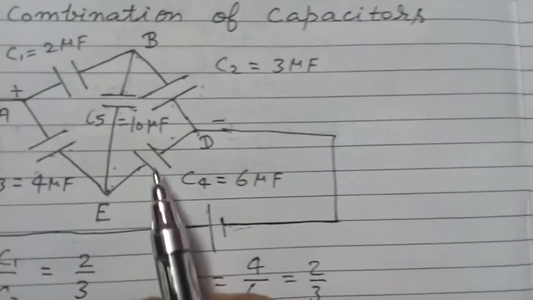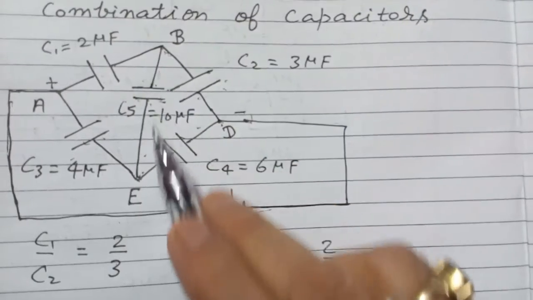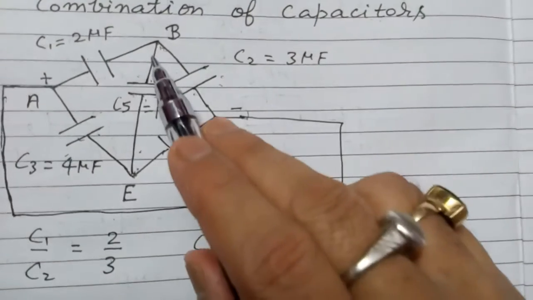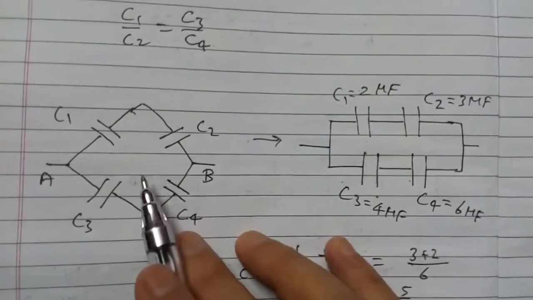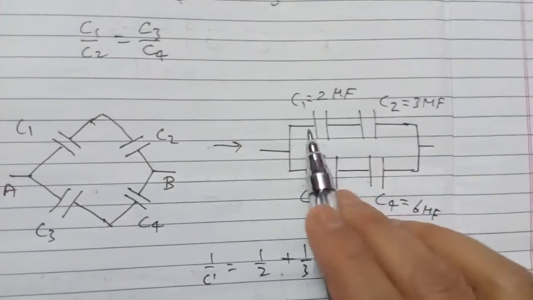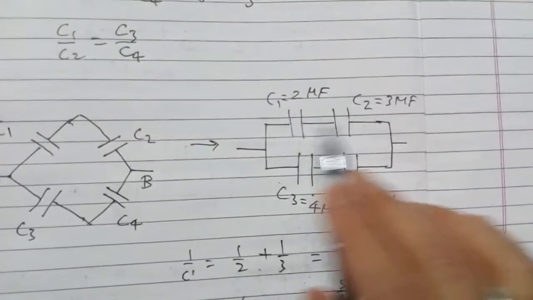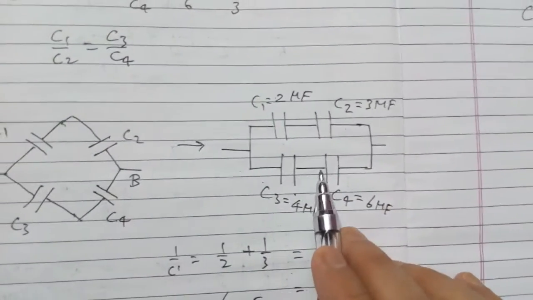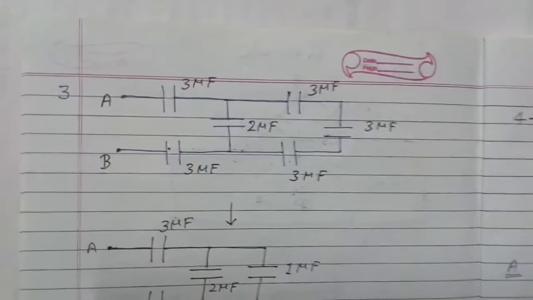So such types of problems will be solved like this. We can remove this 10 microfarad capacitor from here and then the problem will be very easy. Now C1 and C2 become in series, C3 and C4 become in series, and this combination is in parallel. So this is the way to solve such types of problems.